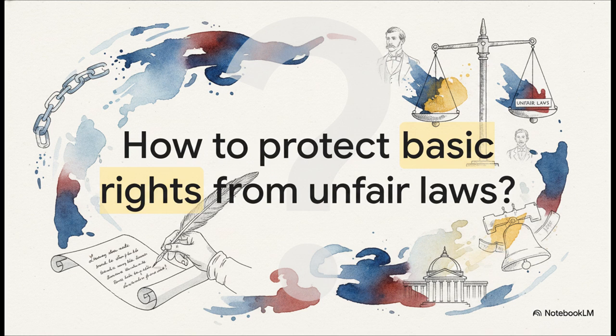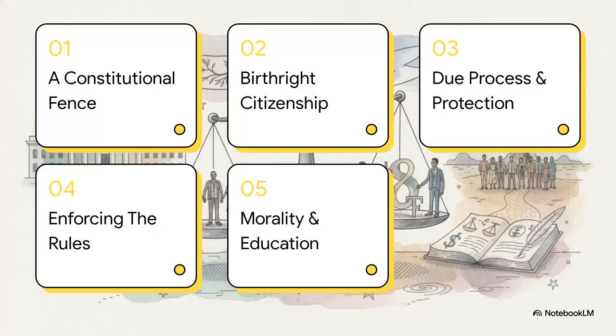Right after the Civil War, the nation had to figure out fast how to make sure freedom wasn't just a fancy word on paper, but a guaranteed reality no matter what state you happen to live in. All right, so here's our roadmap for today. 1. A constitutional fence. 2. Defining birthright citizenship. 3. Due process and equal protection. 4. Enforcing the new rules. And finally, 5. Morality intertwined with education.